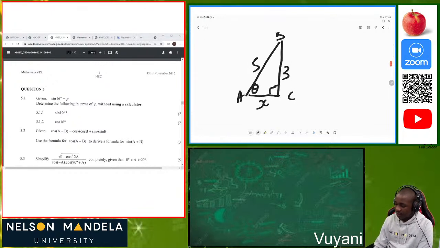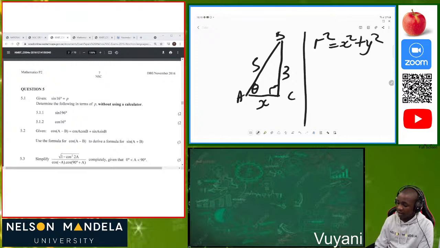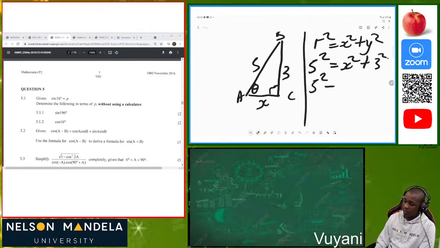We know that according to the Pythagoras theorem, r squared is equal to x squared plus y squared, having r squared to be 5 squared, and x squared is what we are calculating, and y squared, which is 3 squared. So in order for us to have x, we know that 5 squared, we transpose 3 squared, and we have x squared. We know that this is 25 minus 9 is equal to x squared.